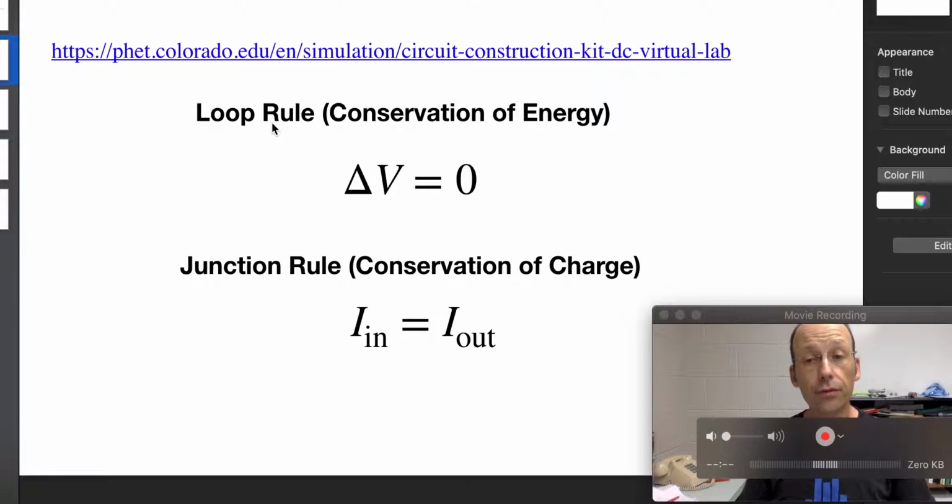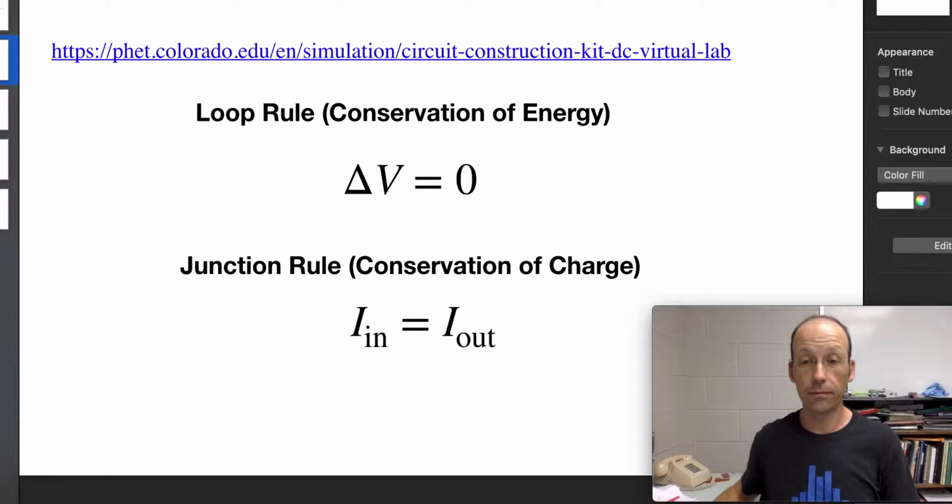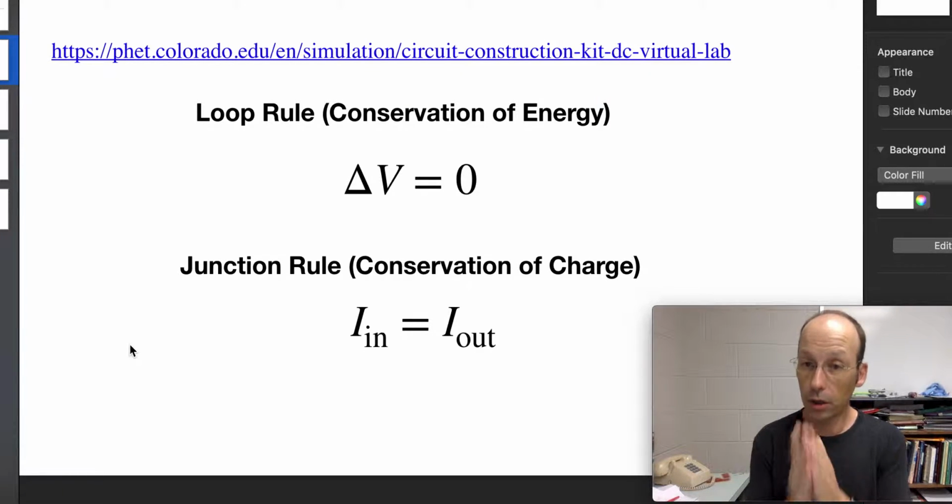So the loop rule says that as I go around a loop in a circuit, if I add up the changes in potential across each element along that loop, I get 0, because the electric field is a conservative force. So if I start and end at the same spot, I can't have a change in energy. So if I don't have a change in energy, I have to have a 0 change in potential. So that's the loop rule: the sum of the voltages around a loop is 0. We're going to show that.